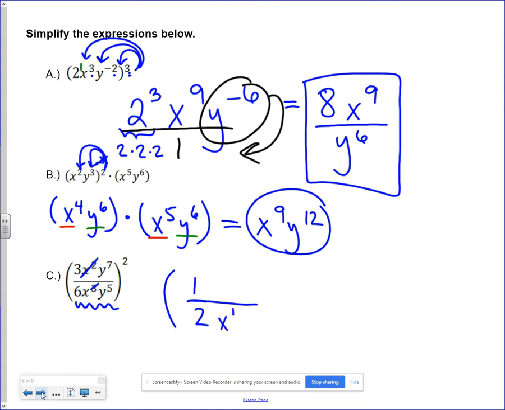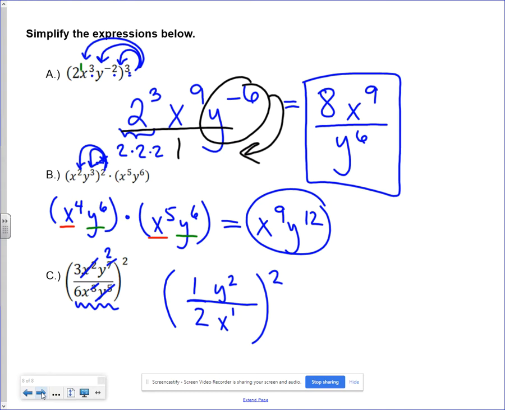Now let's do the same with the y's. What's the most amount of y's I can take from the top and the bottom? 5 of them. I'm going to take all 5 away from the bottom. If I take 5 away from the top, and there were 7 up there, now I'm left with 2 of them. So now we get 1y squared over 2x to the first. That quantity is squared. Nothing can be reduced on the inside.